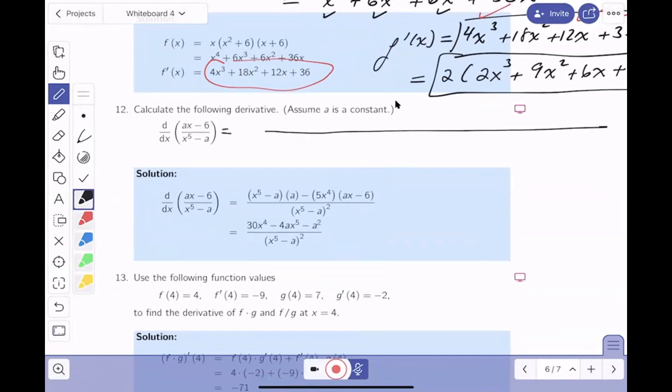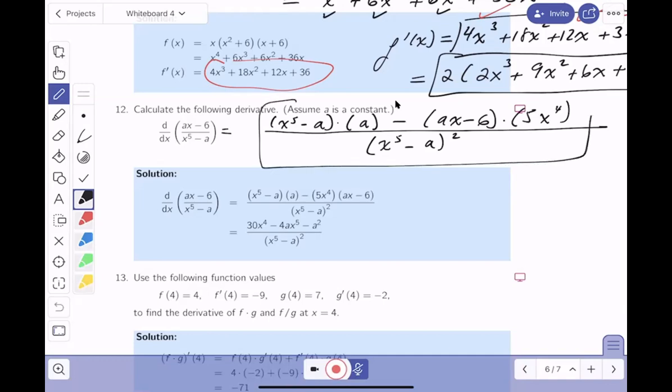And what do you get? Square the bottom. Bring the bottom to the top, times the derivative of the top. Well, the derivative of the top is just simply a, minus the top times the derivative of the bottom. What's your bottom? 5x^4. If you think you're done, you put a box on it.